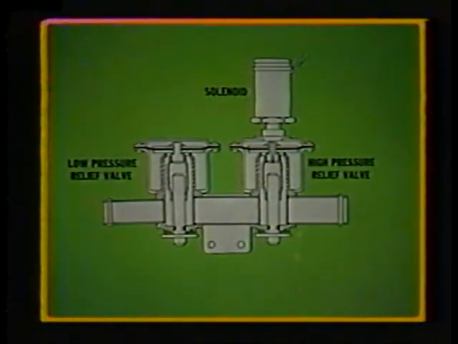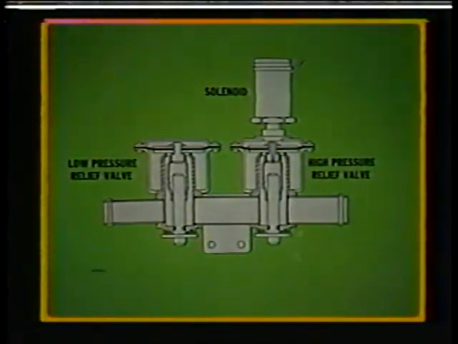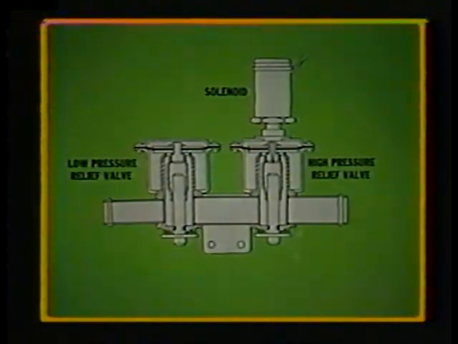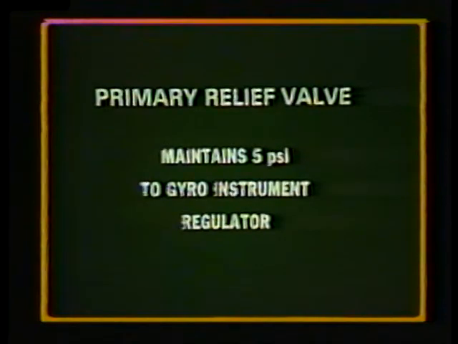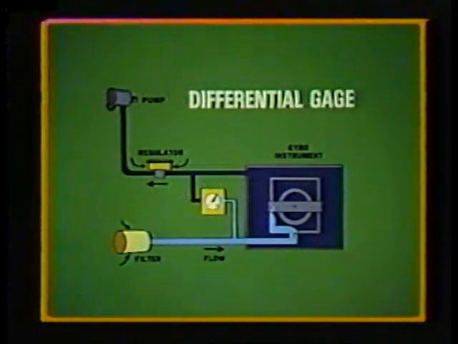Two-stage pressure relief valves used by many twin-engine aircraft maintain a low pressure setting to the gyro pressure regulator. When the solenoid on the relief valve closes off the low pressure side, the pressure then rises to the level required by the de-icer boots. A second valve, the primary relief valve, maintains air pressure to the gyro instrument regulator. Generally, this is about 5 psi.